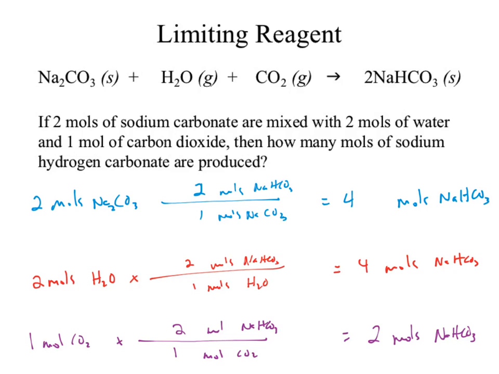So what's the amount of sodium hydrogen carbonate produced? 2 moles. It's our smallest number, right? So we're now comparing these to each other. What is the relationship? That's the smallest one. What is our limiting reactant? Carbon dioxide. What is our reagent in excess? Water and sodium carbonate.